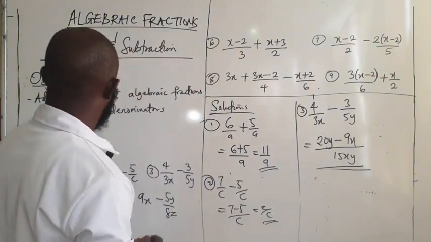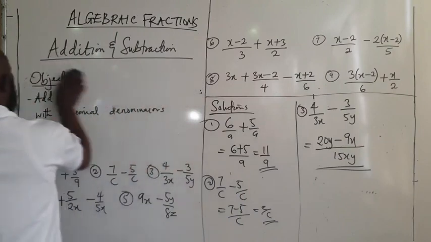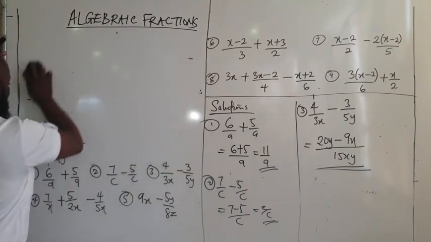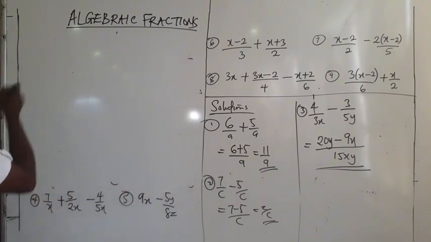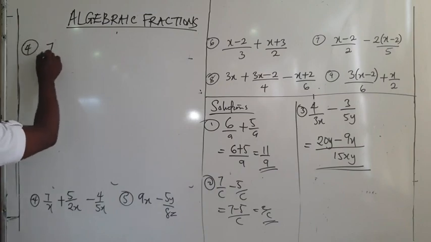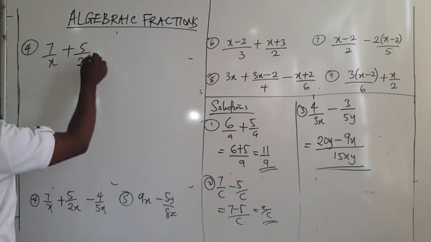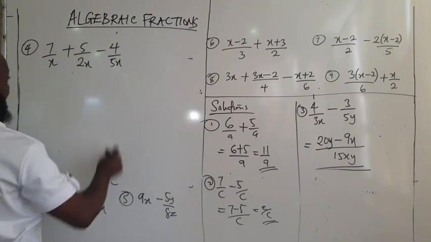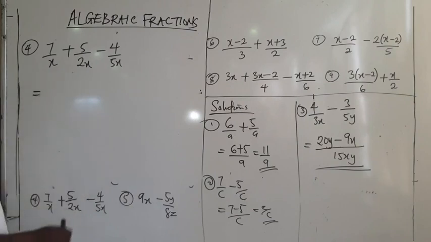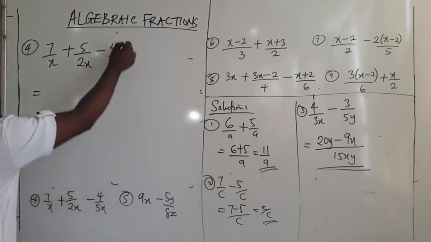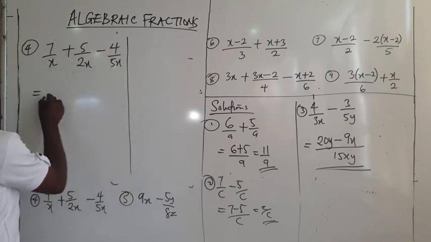Alright, so we move to question number 4. For question number 4, we have 7 divided by x plus 5 divided by 2x minus 4 divided by 5x. So we have a combination of addition and subtraction here. The same thing, we go through the same process. We are going to find the LCM of x, 2x, and 5x.